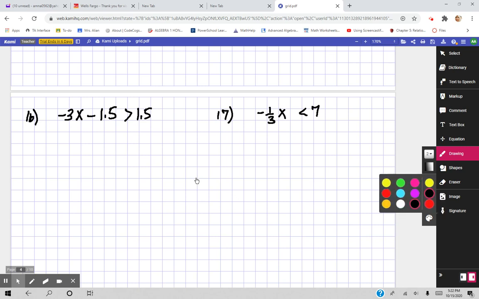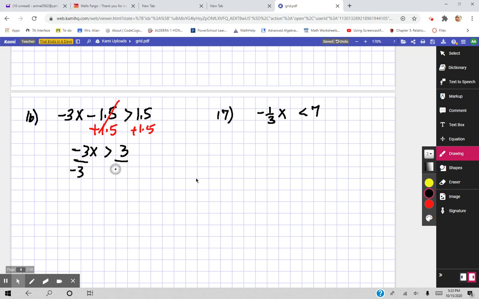All right, let me try to catch up with you. So add 1.5 plus 1.5. This will give us negative 3x is greater than 3. We're going to have to divide both sides by negative 3. Now I'm dividing by a negative coefficient, so that means I have to flip the sign.